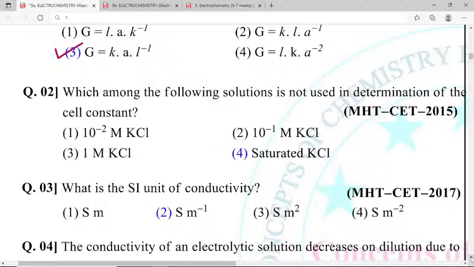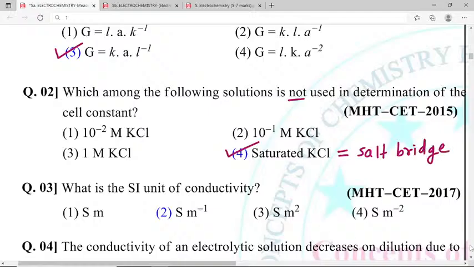Which among the following solutions is not used in determination of cell constant? Saturated KCl is not used. Saturated KCl is used for the salt bridge.